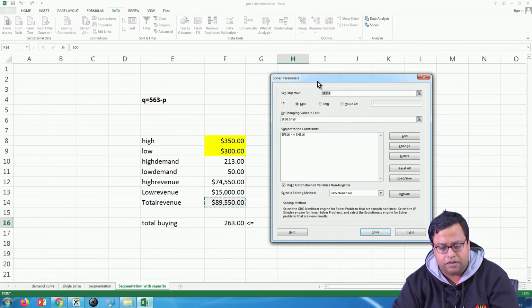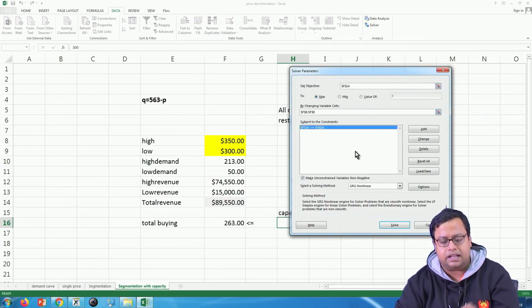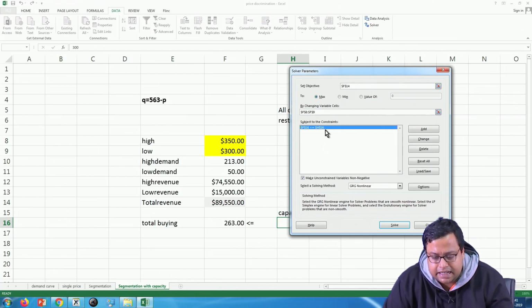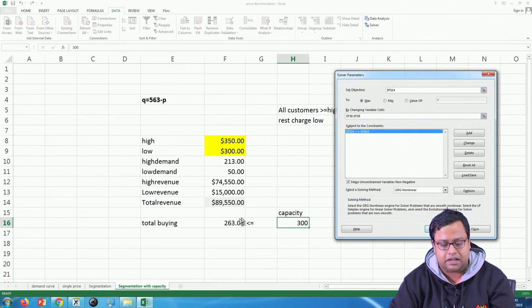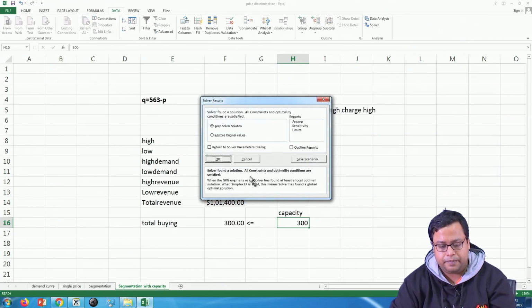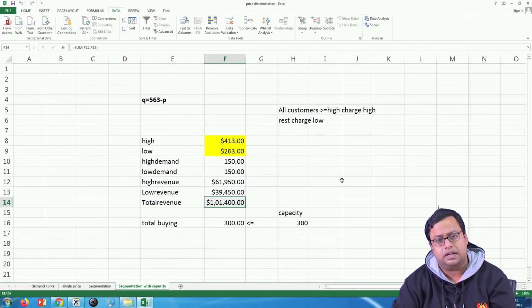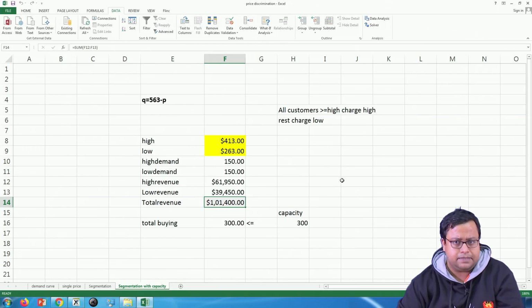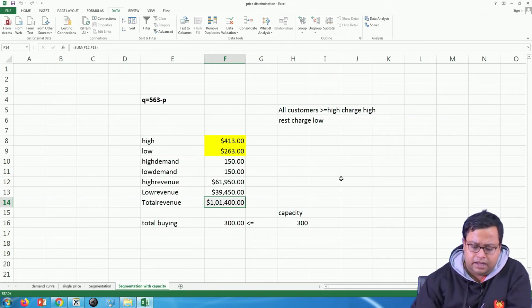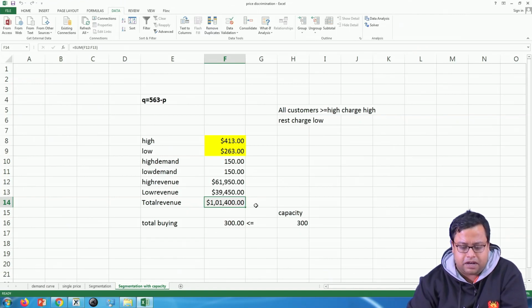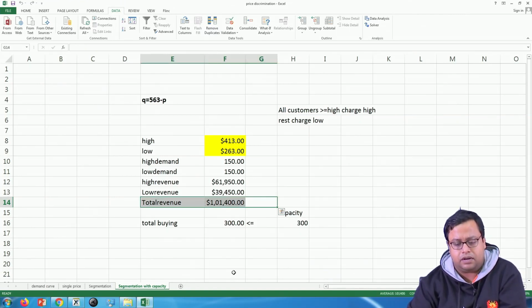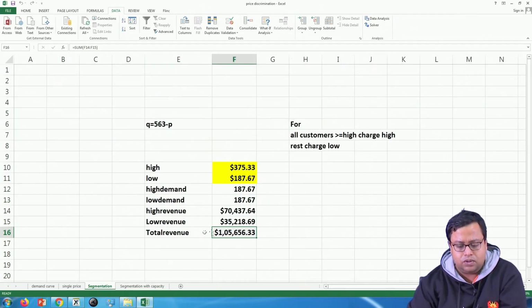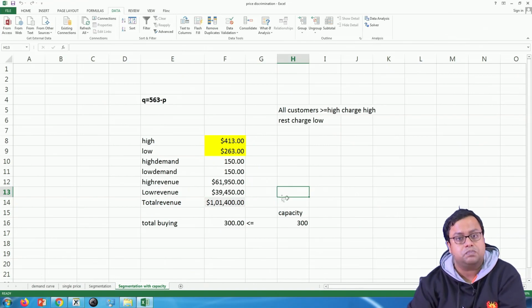So, I will go to Solver, the same thing we did here. The extra thing given here is that F16 is smaller than or equal to H16. That means this particular value 263 is smaller than or equal to 300, and then I try to solve and I get 101400. It is still higher than the first single price. Now, I have a small question at this point. Can you tell me why this value, $101,000, is lower than $105,000 here? Here I am getting $105,000, here I am getting $101,000. Why is this smaller?